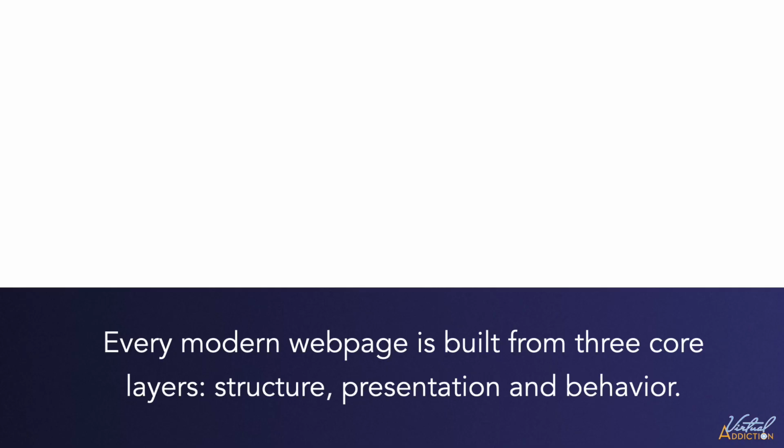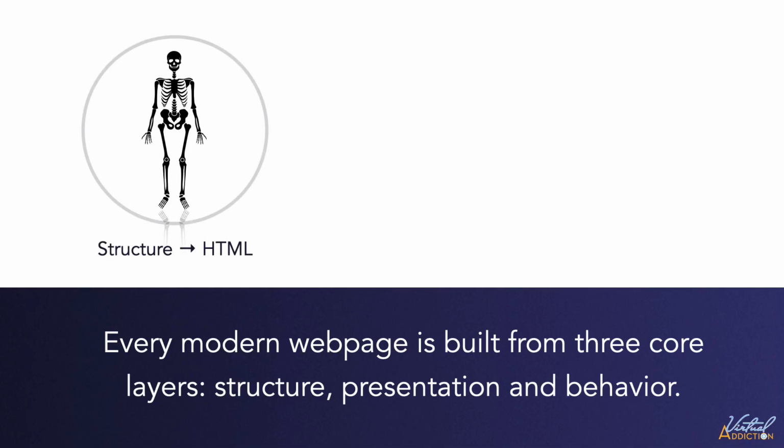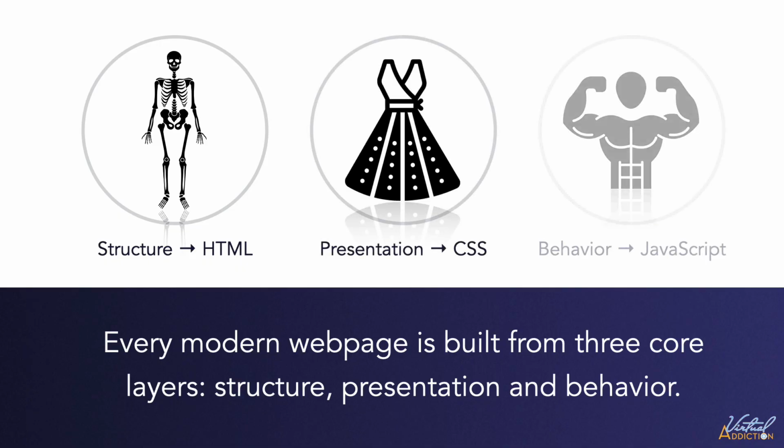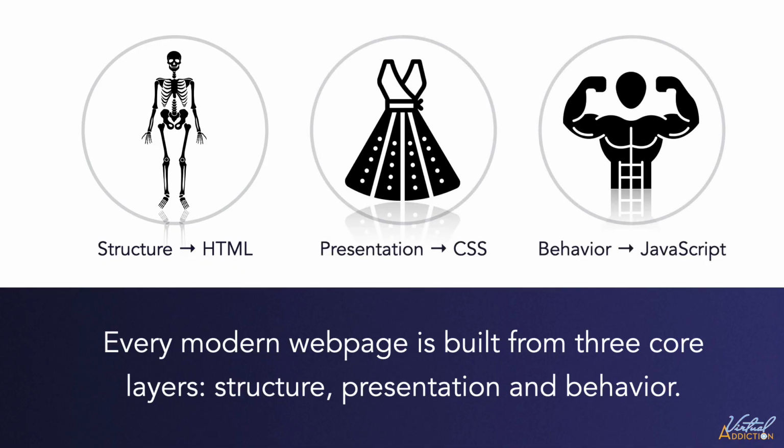So as I've mentioned, modern websites are built using three main layers: HTML, which is the structure, CSS, which is the presentation, and JavaScript, which is the behavior. You can think of it like this. HTML is the bones, CSS is the skin and clothing, and JavaScript is the muscles and movement.